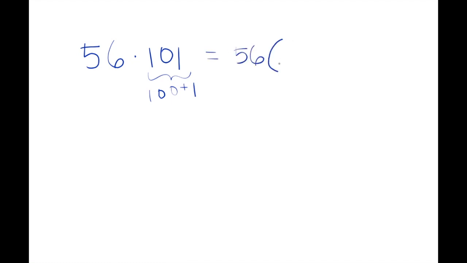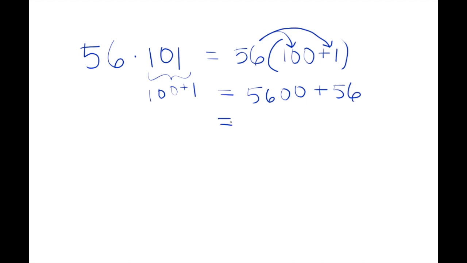So let's say I want to multiply 56 by 101. This is a little tough to do in my head, but if I break up the 101 into 100 plus 1, I can rewrite this as 56 times, in parentheses, 100 plus 1. And then, in my head, I can pretty easily do 56 times 100 plus 56 times 1. And that's going to be 5,600 plus 56. So my answer is 5,656. And I really didn't need any paper to do that.